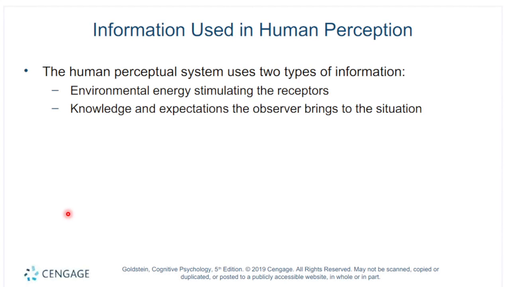Okay. So, ito yung sinasabi ko kanina. So, the information used in human perception are the two. So, of course, we have the stimulus, the environmental energy stimulating the receptors. So, these are all the stimulus around us. And then, of course, our knowledge and expectations that we bring to the situation. So, prior to the stimulus, meron na tayo nito.